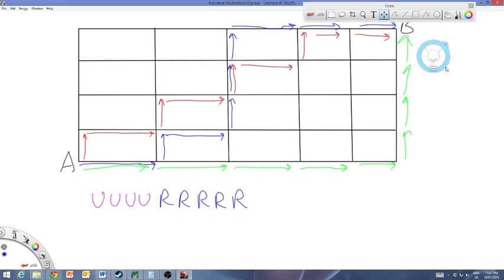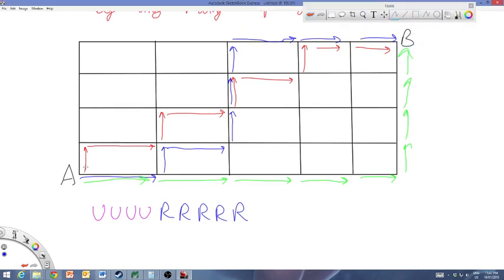And to give you an idea, this is true, because this is 1, 2, 3, 4 up. The red path goes 4 up, and 1, 2, 3, 4, 5 right. The blue path goes 1, 2, 3, 4 up, and 1, 2, 3, 4, 5 right. The green path goes 1, 2, 3, 4, 5 right, and 4 up. So this is always true.